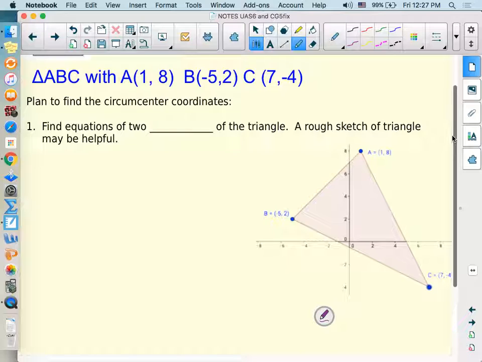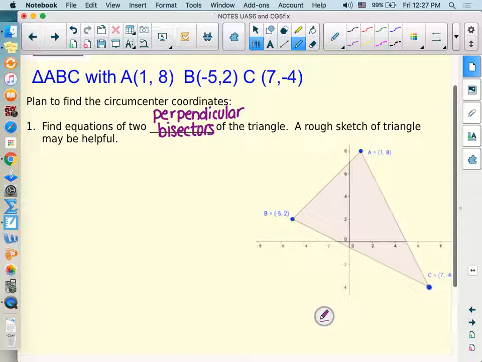So we have to find an ordered pair that represents the point where at least two of the perpendicular bisectors cross. What we know from doing this by construction is that all three of the perpendicular bisectors will cross at the same point. Locating where two of them cross then finds us that circumcenter point that we seek.